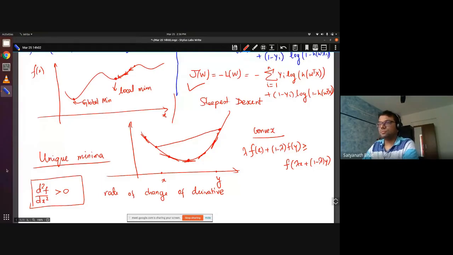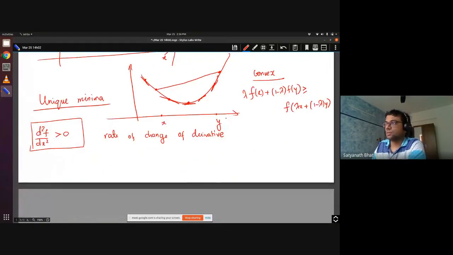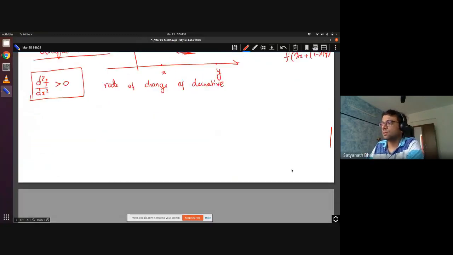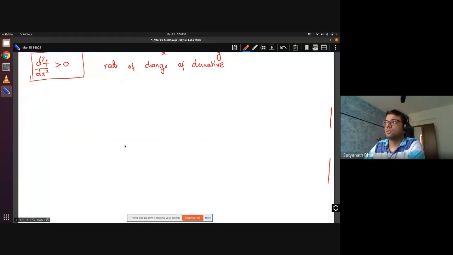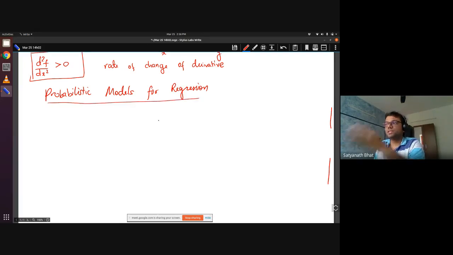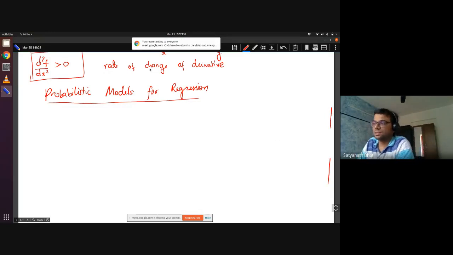Consider this model of regression: probabilistic models for regression. We have seen various ways in which probability comes into regression. But now let us explicitly see what we get if we use a probabilistic model. That is the next topic.